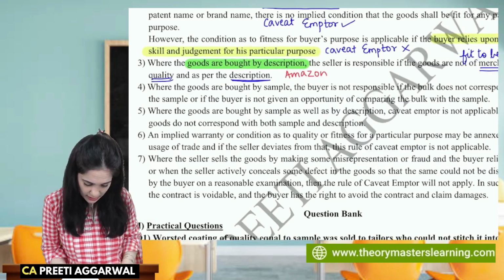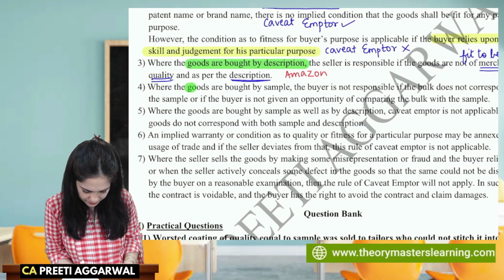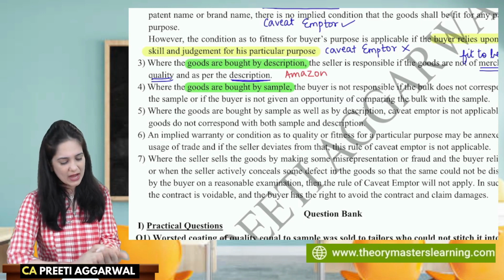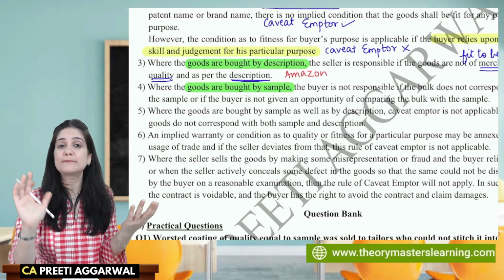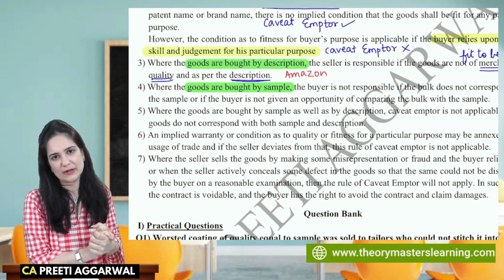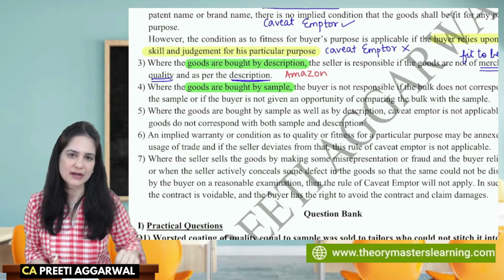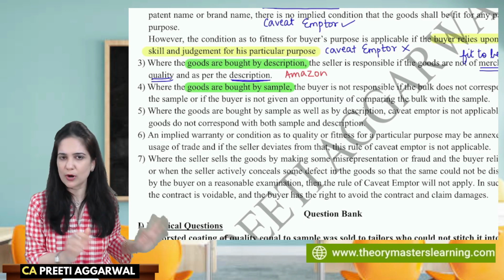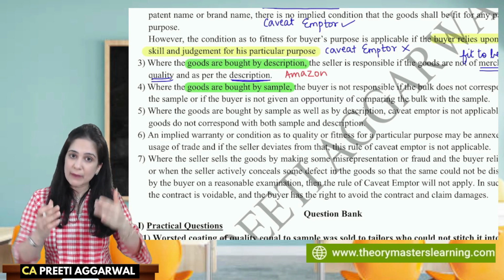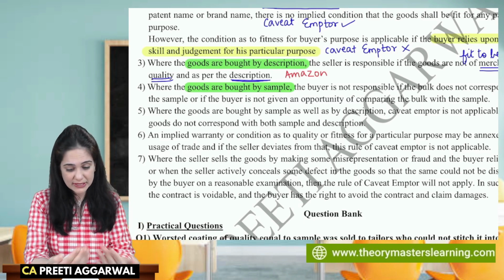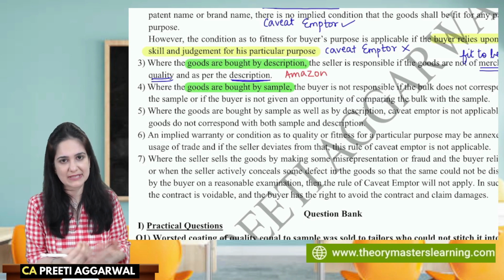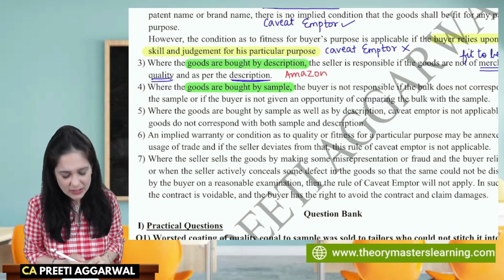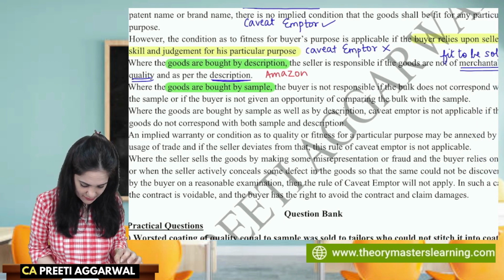What if the goods are bought by sample? I saw a sample of rice and I ordered 100 bags of rice on the basis of that sample. Now, what is the implied condition over here? That whatever bulk I receive should correspond with the sample. The buyer must be given an opportunity of comparing the bulk with the sample, and the goods should be free from latent or hidden defect. So what are the conditions? See, it is mentioned over here.